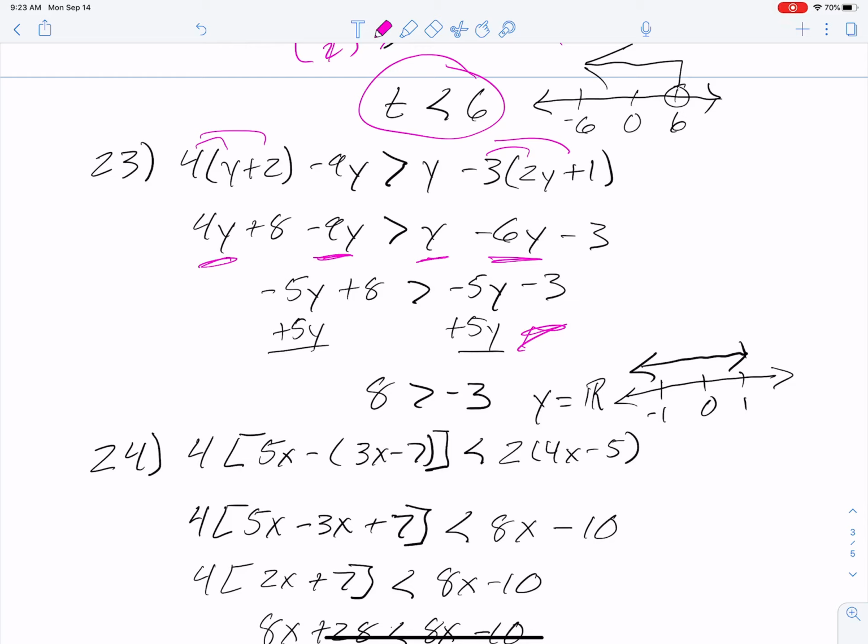And when I do that, I end up with a statement that is always true. So I know that y could be any real number. And again, I demonstrate that by basically drawing a solid line with arrows on it above my number line.